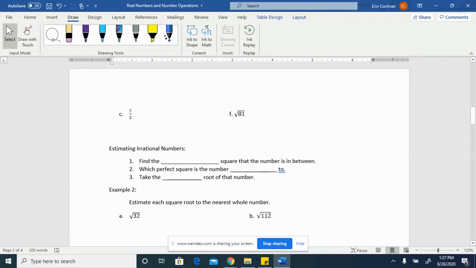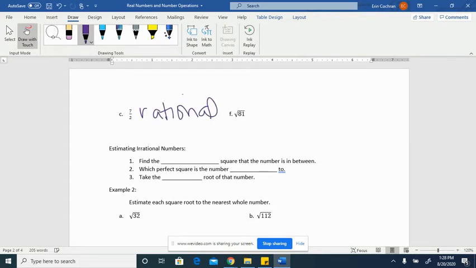7/2. Is it rational or irrational? 7/2 is a fraction. Can I write it as a fraction? Yes. So we know it's going to be rational. Now, it's a fraction, so would we count it? No. Would it be a counting number and 0? No. An integer, is it a whole number or its opposite? This is not a whole number because it's a fraction. So this one is just a rational number.